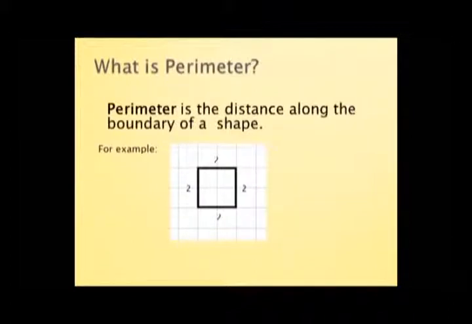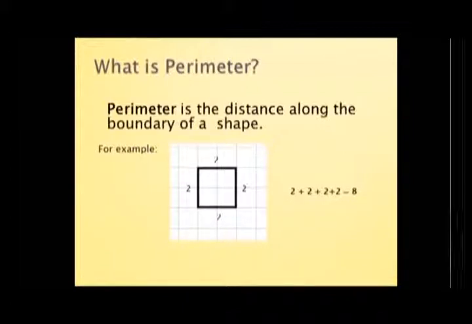Now in total, we have 8 units. So the perimeter is 8 units. 2 plus 2 plus 2 plus another 2 will give us 8. So the perimeter for this shape is 8 units.